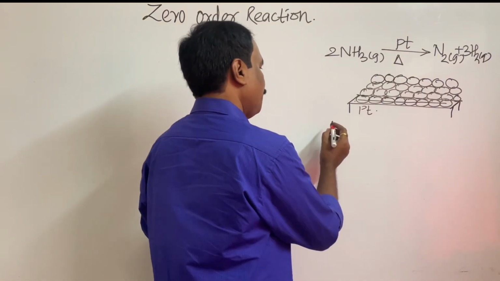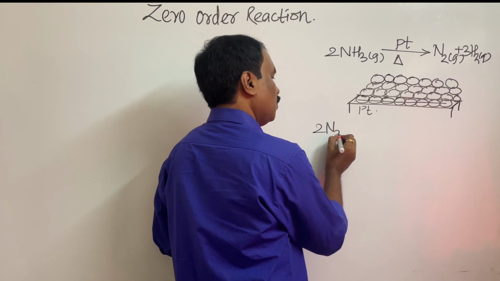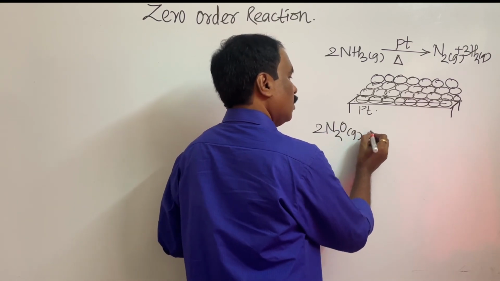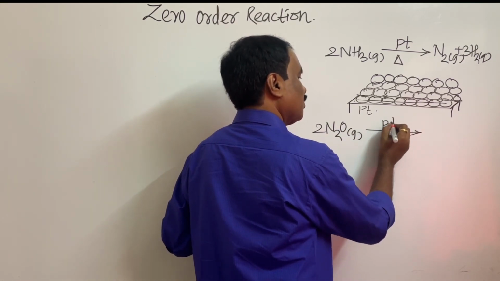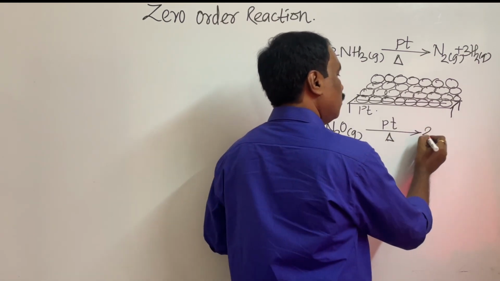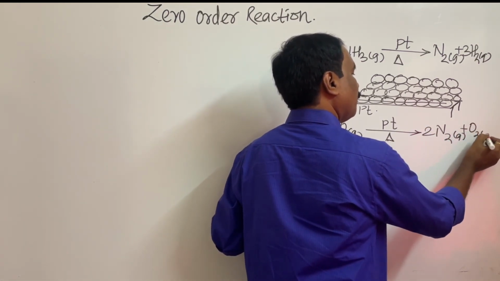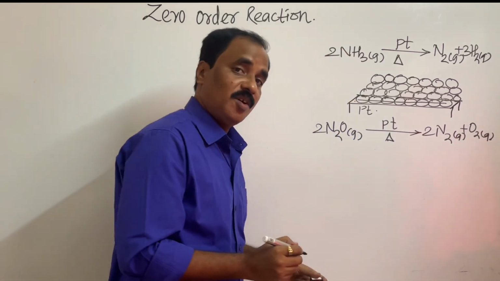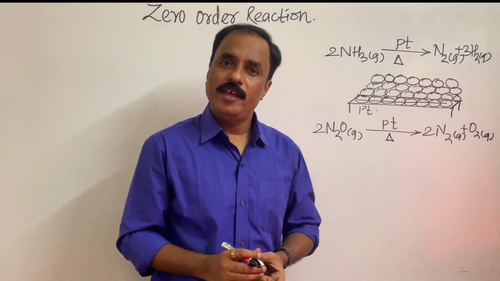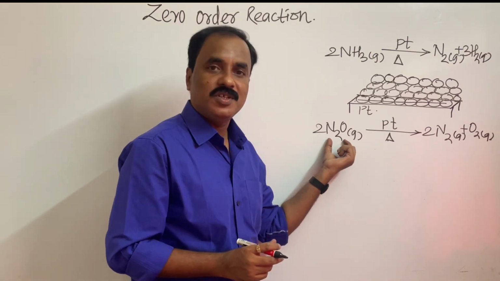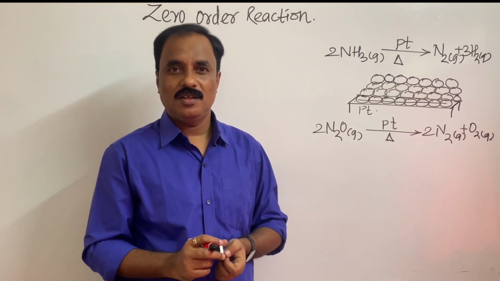Another example, decomposition of nitrous oxide, again on platinum surface. It gives nitrogen and oxygen. Again, this is an example of a zero order reaction. Here also the rate of reaction does not depend on the concentration of nitrous oxide.